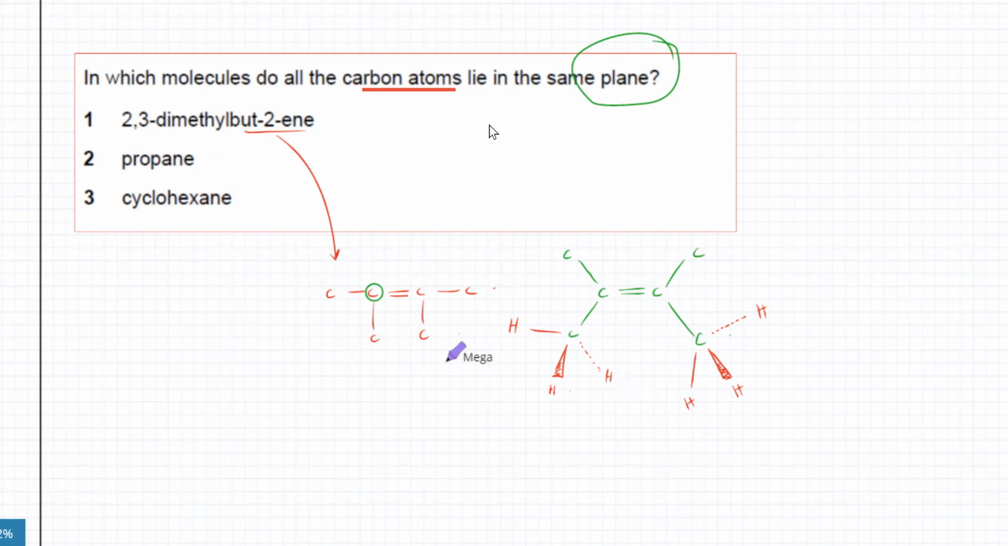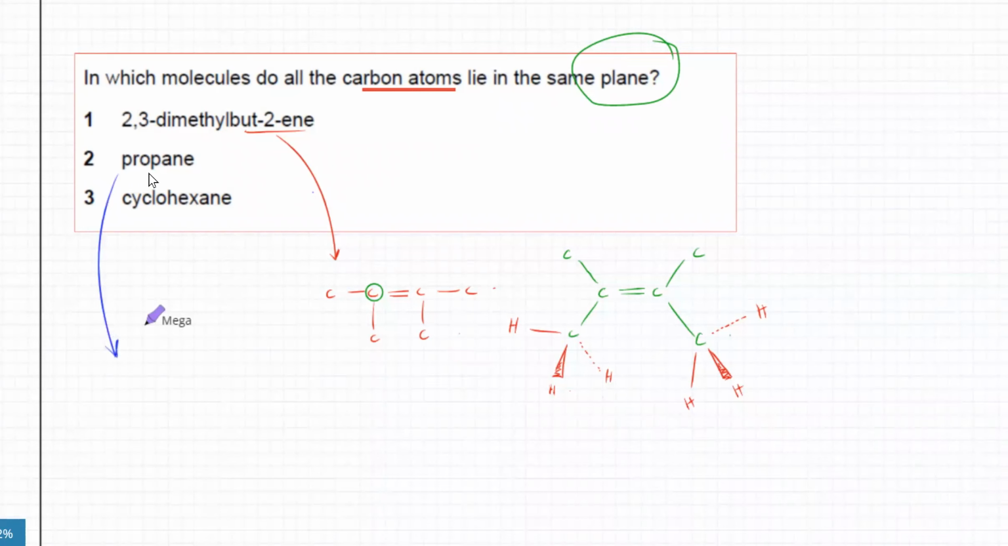So the next one. You have to be careful about this. The entire molecule was not planar. Bonds were coming out of the page, jumping out of the screen and going into the screen. But at least the carbon atoms were planar. So the question was very limited. It was specific to carbon atoms. Let's look at propane. What is propane? It's 3 carbon atoms. It's an alkane.